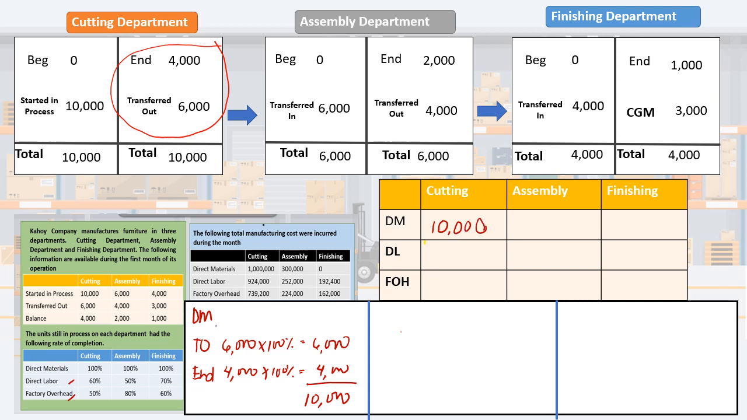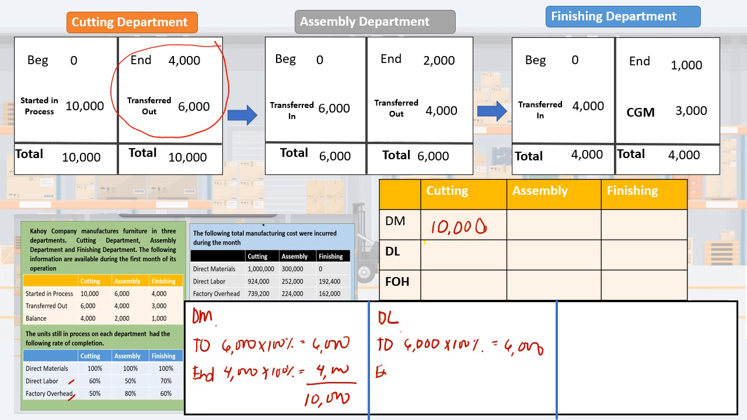Next, how about the direct labor? So sa direct labor, same lang din po ang ating procedure. Unahin muna natin si transferred out. So si transferred out, meron tayong diyang 6,000 units. So dahil nga transferred out na yan, kompleto na po yung process nila. So multiply lang natin sa 100%. Okay, so therefore 6,000 yan.